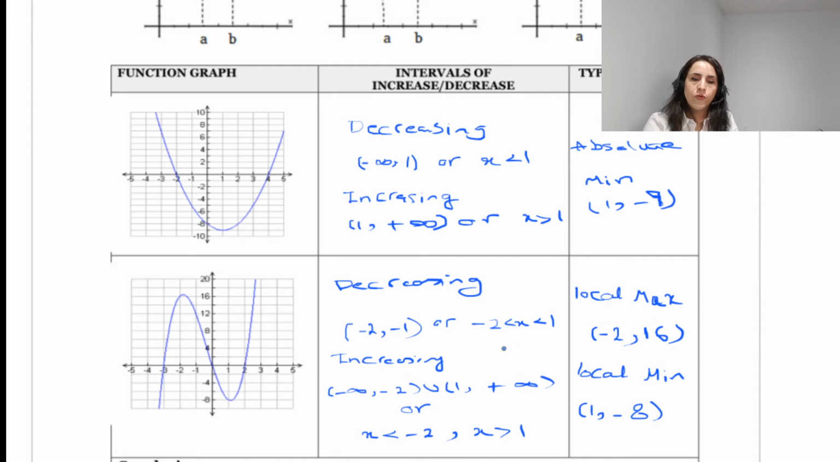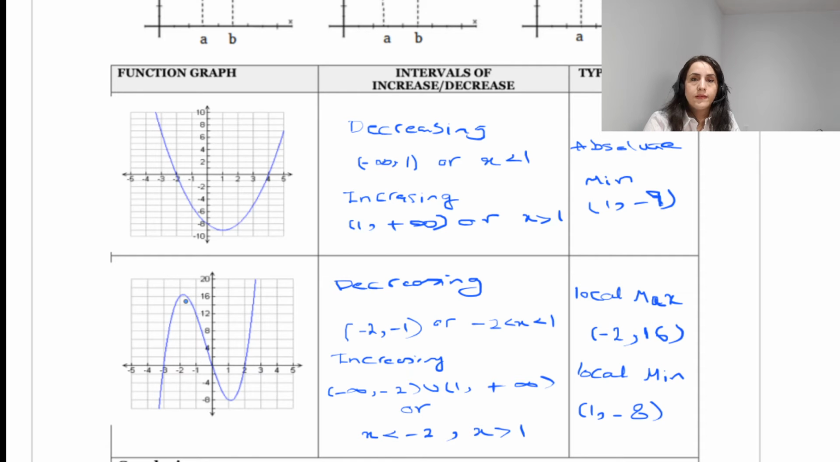Then we never include the ending point for decreasing or increasing. It's between negative 2 and 1. How about increasing? For increasing, I had two intervals. One of them was from negative infinity continuing to negative 2, and the other one is going to be 1 to positive infinity. Or I can write it in this format. In this question, as we learned here, we have a local maximum and a local minimum.